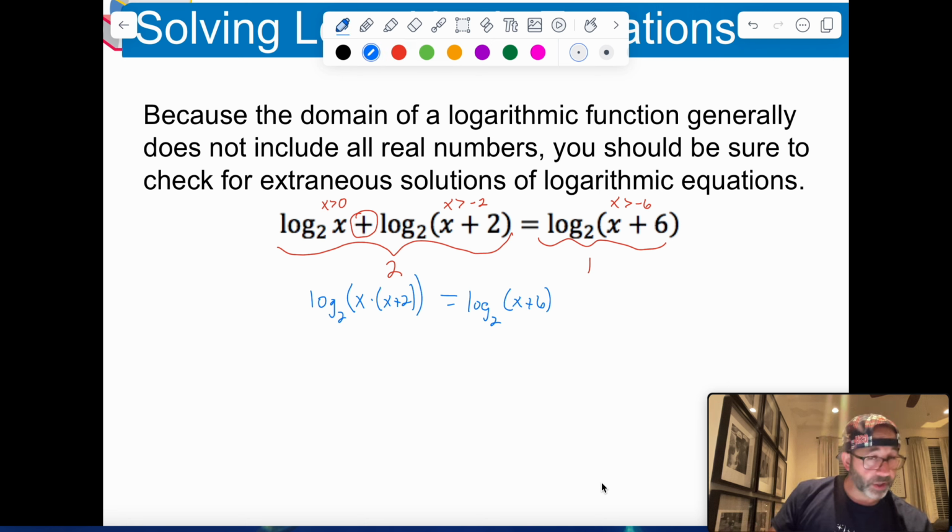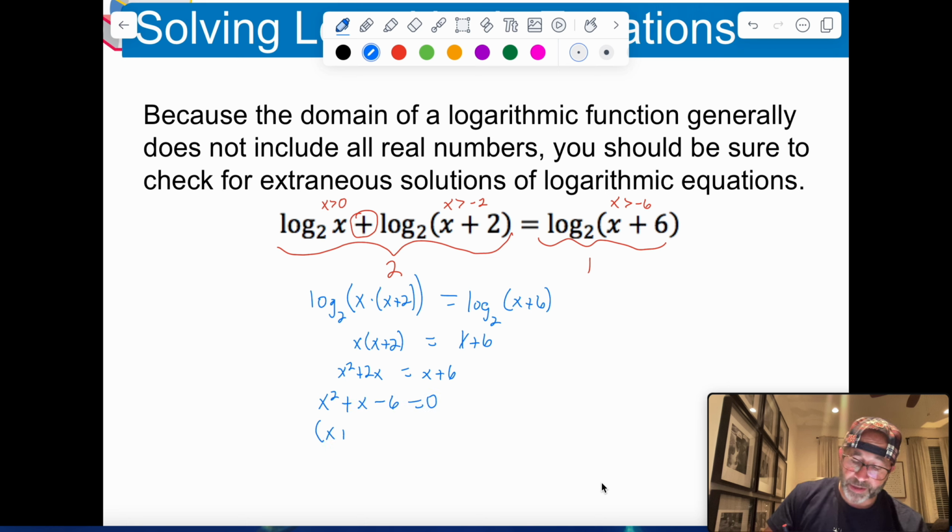So we should see a one-to-one relationship, which means now I can just focus on the insides. So we have x times x plus 2 equals x plus 6. We have x squared plus 2x equals x plus 6. If we continue solving, we have x squared plus x minus 6 is equal to 0. Factor this, we have x plus 3 and x minus 2 is equal to 0. And then we're going to solve, we have x equals -3 and x equals +2.